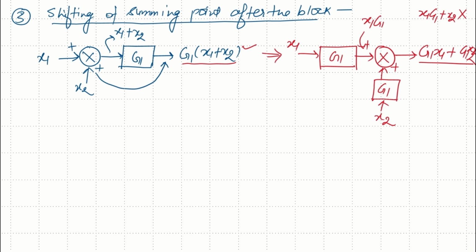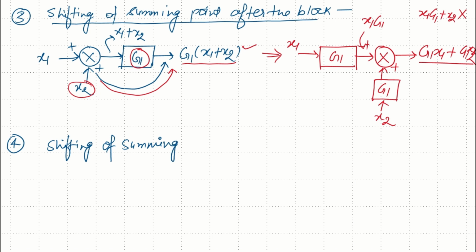So what is the rule? If you want to shift the summing element after the block, we will multiply the signal X2 with the gain in between. So this is the rule of shifting the summing point after the block. Now, just the opposite case of this: shifting of the summing point before the block.